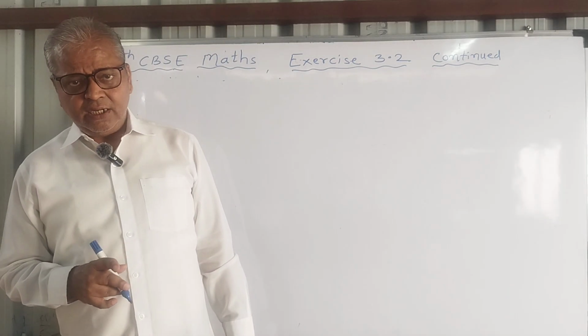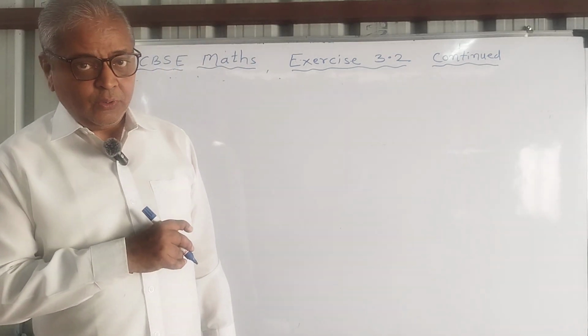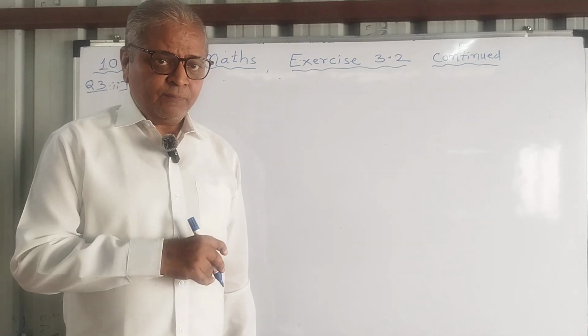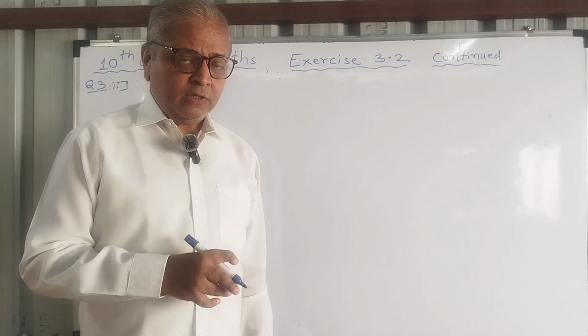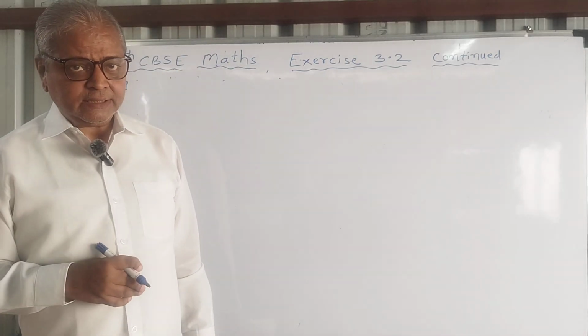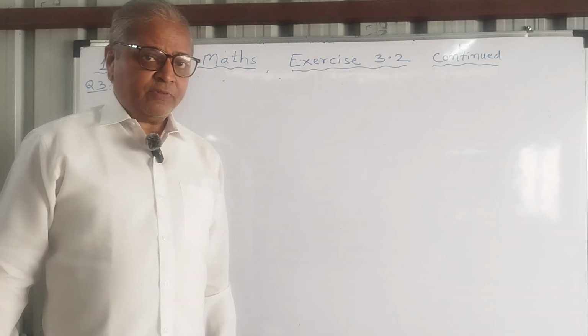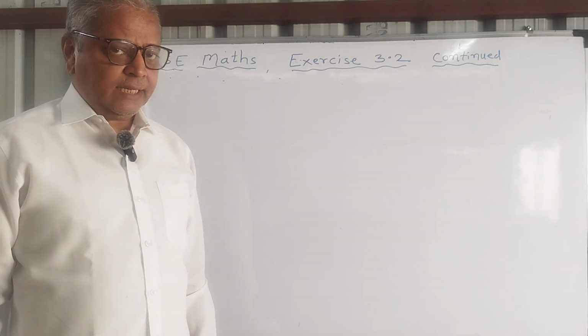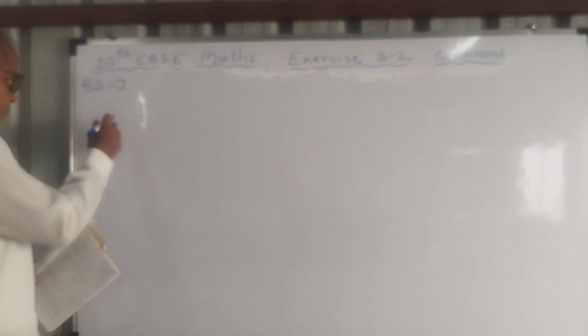Now the second condition. It is not mentioned in the question, but we know what supplementary means, and that definition of supplementary angle we will apply here. So the sum of the two angles, that is larger angle x plus smaller angle y, will be 180, and then we will get the second equation. So let us start the answer.